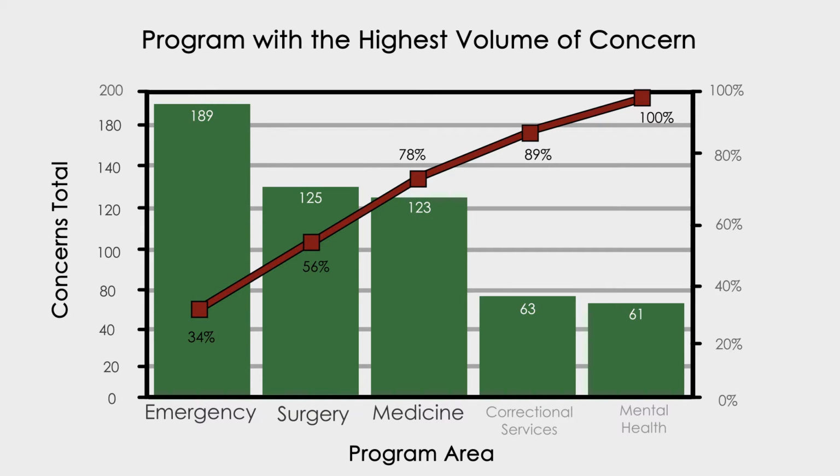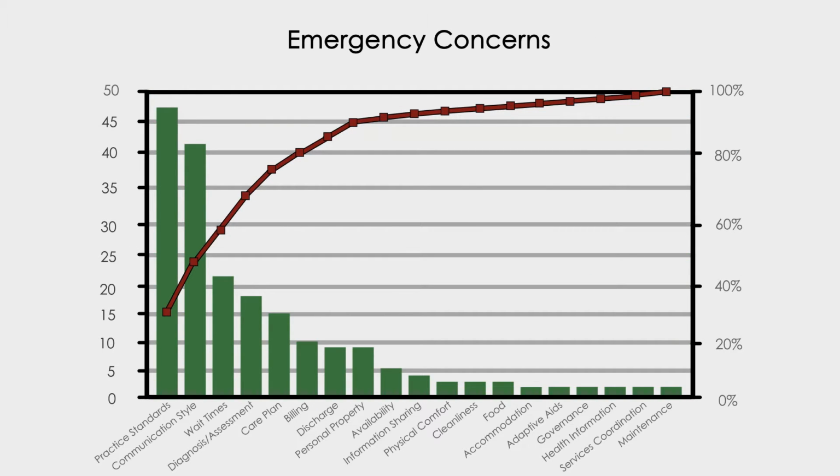With this information, you may want to refine the data even further to uncover the root causes. If we drill down on emergency concerns, where might you want to start to look to make improvements now? Did you say you would look at the issues regarding practice standards, communication style, wait times, diagnosis and assessment, and care plan? Were these the root causes you suspected?